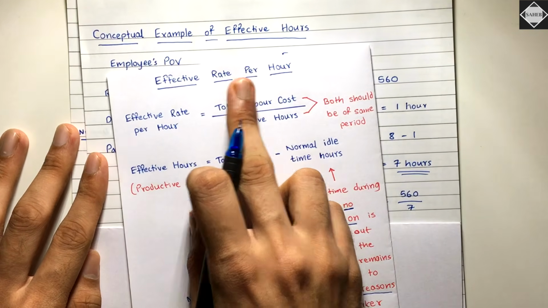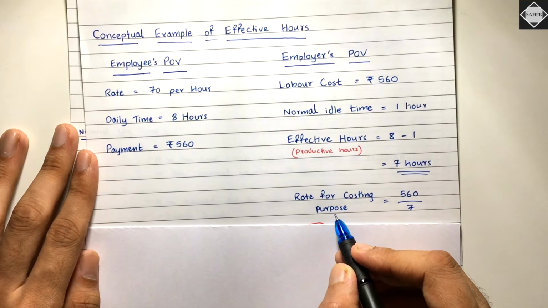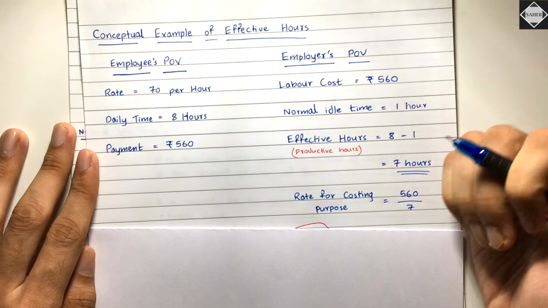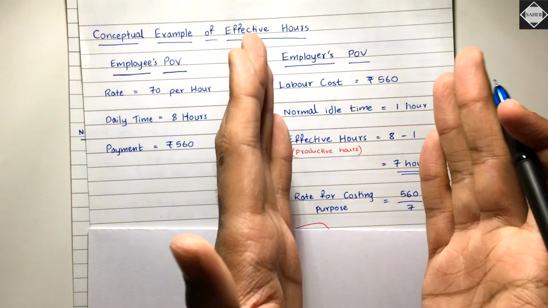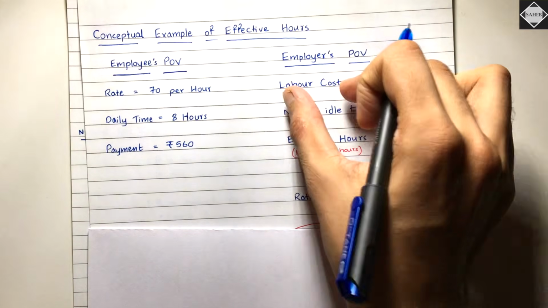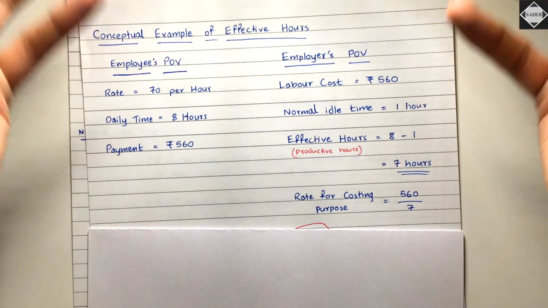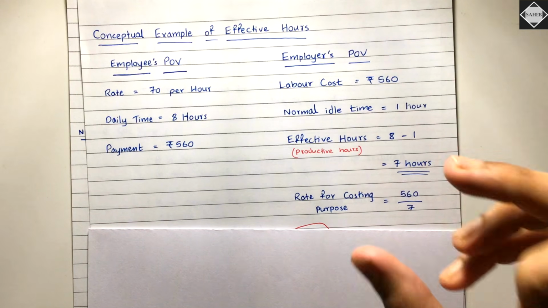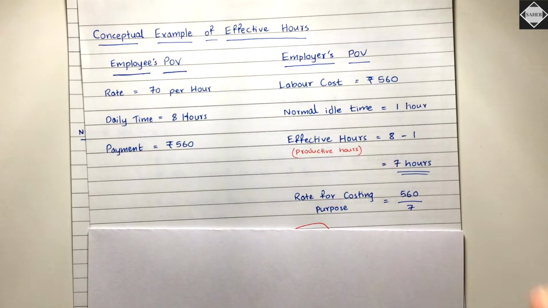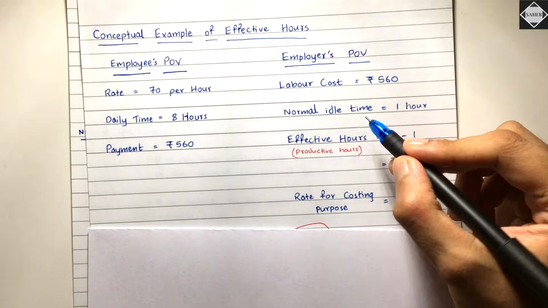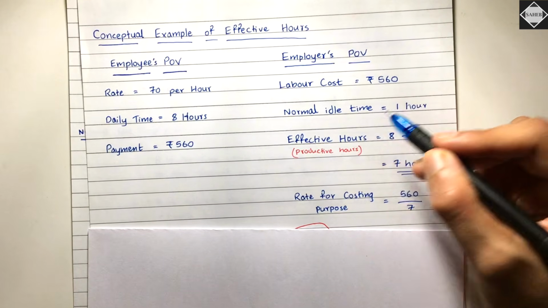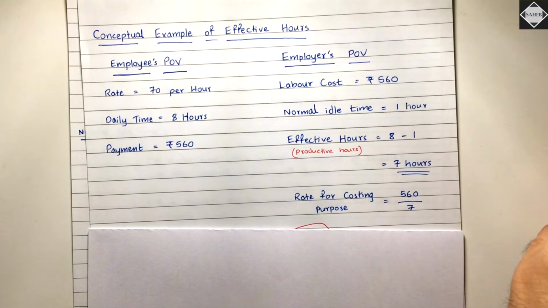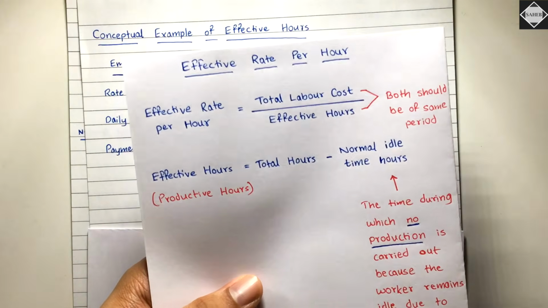What is the meaning of this? The meaning is the rate for costing purpose. This is the time rate that you are paying the employee, but from the company's point of view, to do the cost accounting, to properly allocate the labor cost to the particular jobs and recover the cost from the customers of those jobs, we have to calculate a proper effective rate which considers the idle time and treats that as part of cost of production. To do that we need this calculation, the effective rate per hour.